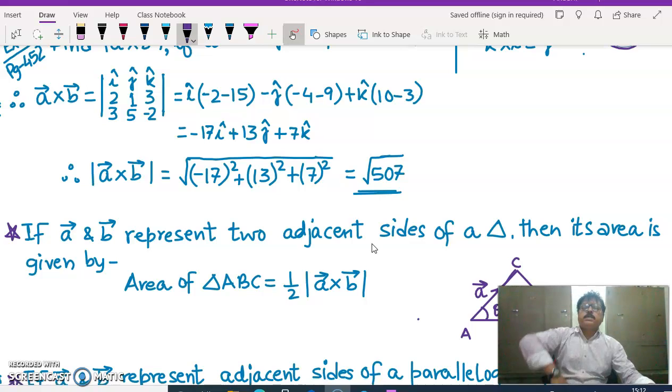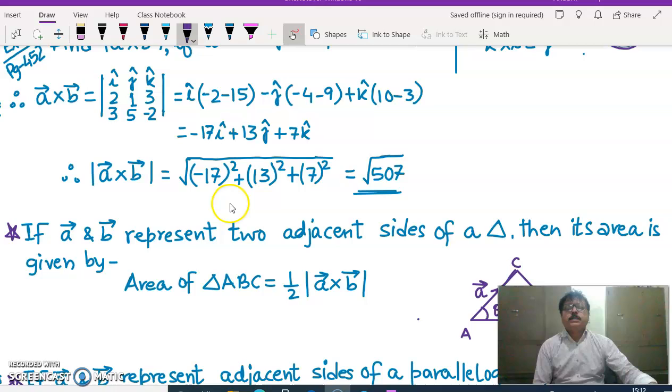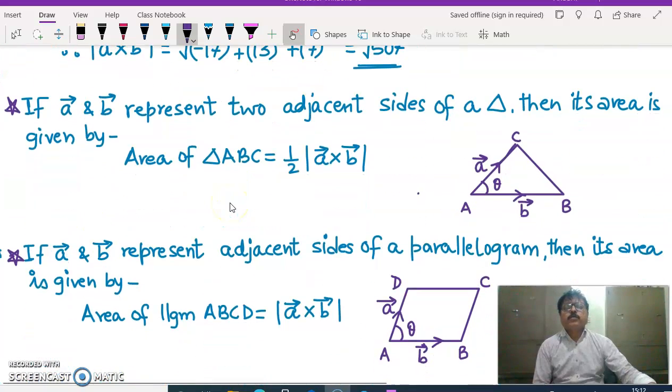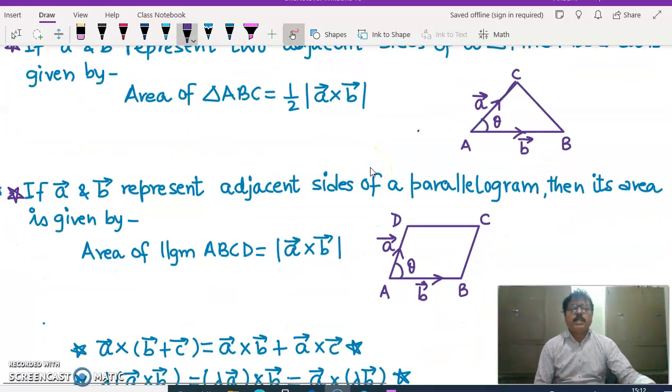Okay, so read the question carefully. They are not that much hard. You can solve them. Now there are two results related to this. If A cross B represents two adjacent sides of a triangle, then its area, the area of the triangle ABC, is given by, where AB is representing vector B, AC is representing vector A, angle between them is theta. So the area of the triangle is half the magnitude of A cross B. So if it is given in vector form, we can easily find the area of the triangle. Similarly we can find the area of the parallelogram.